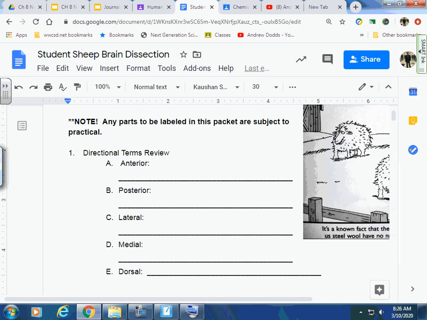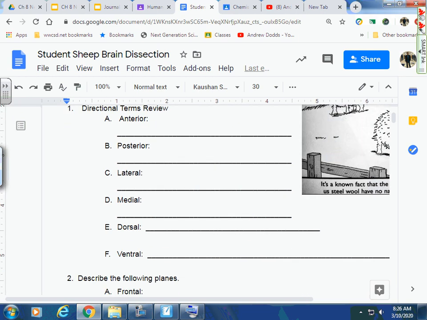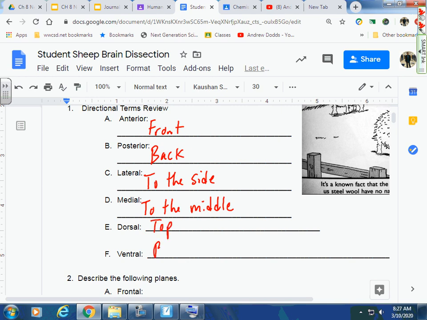Anterior means that we are talking about the front portion of the brain, whereas posterior means we're talking about the back. Lateral means to the side, to or at the side. Medial means to or at the middle. And dorsal normally refers to our backside. With the sheep, really, it's talking about the top of the brain, whereas ventral is talking about the bottom. So let's check those answers real quick. We did quiz on these already a little bit. Okay, so that's good.